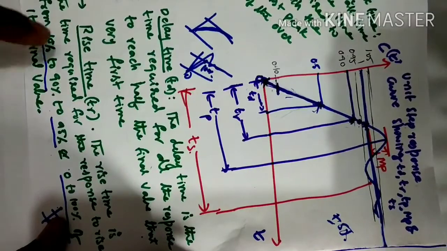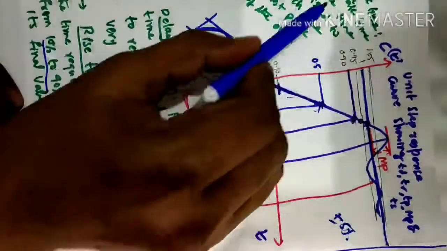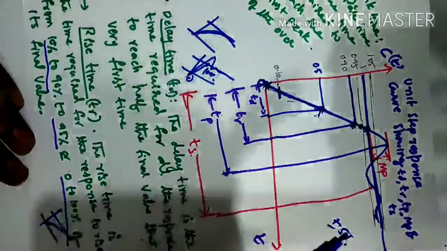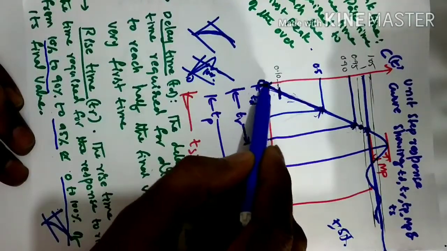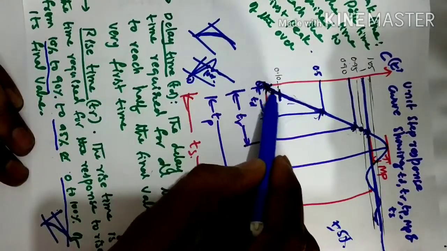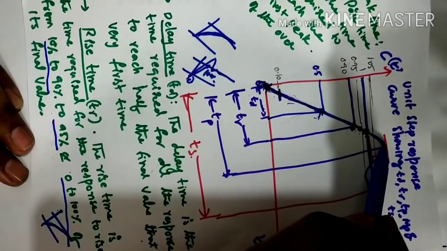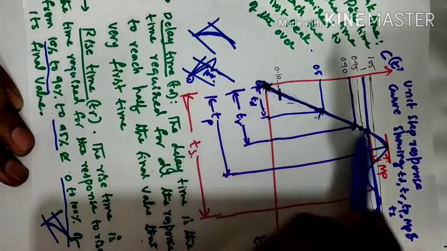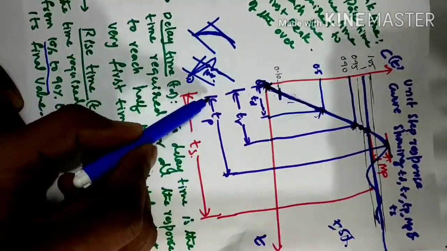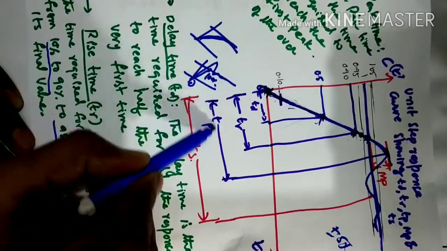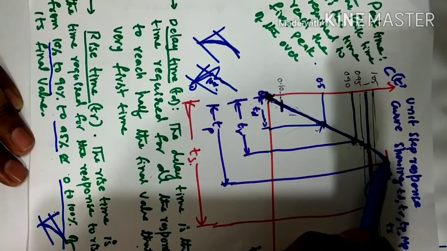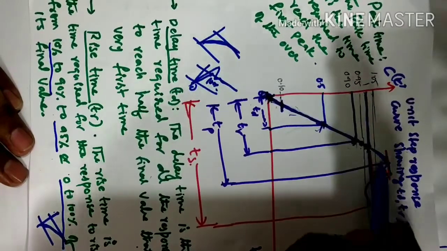Next we see what the peak time is. The peak time is the time required to reach the first peak value. You see the time taken to reach the peak value from here to here. How much time is taken to reach from 0 to this peak is called the peak time.